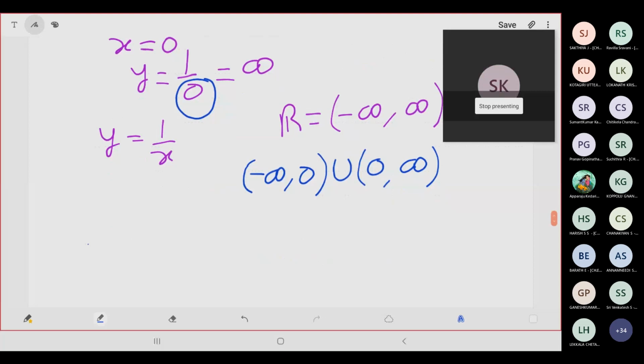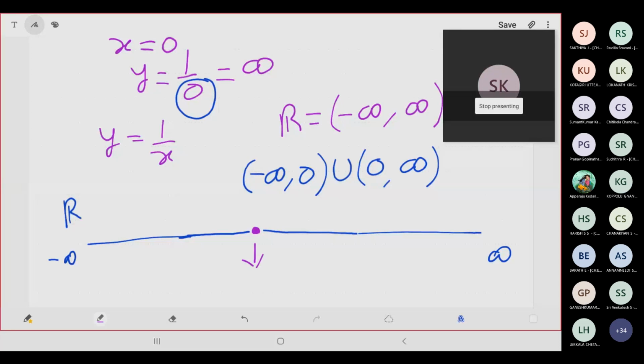So the real numbers break into two parts. Suppose that this is your real line, capital R. This is minus infinity. This is plus infinity. And you can just exclude the point 0 here. You can see this is the point 0, so you can exclude it. So you can write in the interval form minus infinity to 0 and 0 to plus infinity.